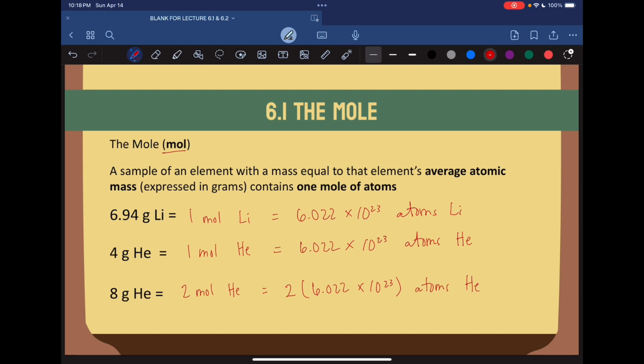So, looking at the periodic table, 1 mole of any element is that element's average atomic mass expressed in grams. And every 1 mole will always have 6.022 times 10 to the 23rd atoms. Sometimes we'll also say molecules. We'll say molecules or atoms when we're talking about the mole.